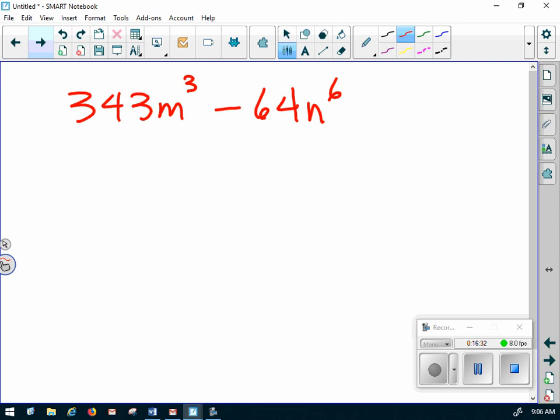What's the cube root of m cubed? M, because m times m times m is m cubed. What's the cube root of n to the 6th? Very good. Why? 6 divided by 3. Yeah. 2. Yeah.